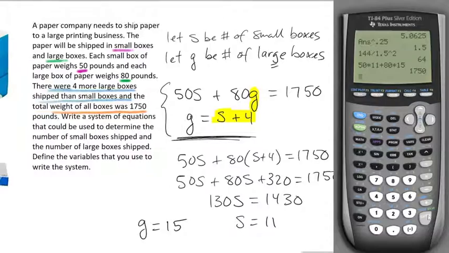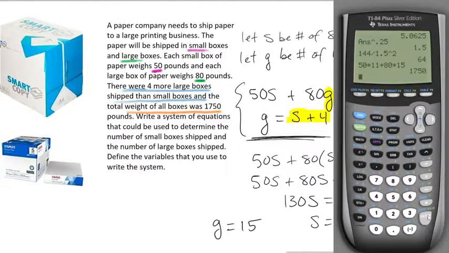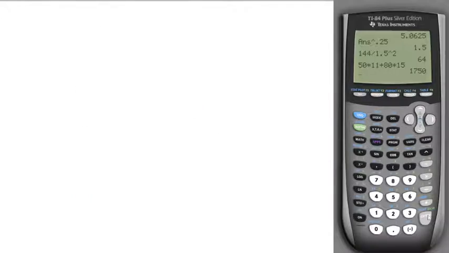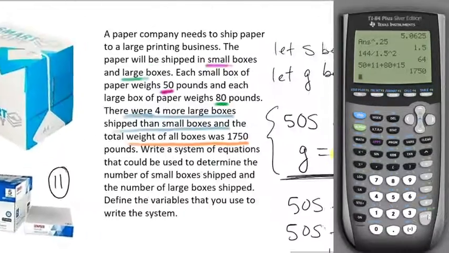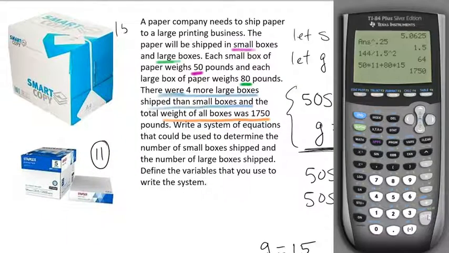My solution is that they are shipping 11 of the smaller boxes, and they're shipping 15 of the larger boxes.